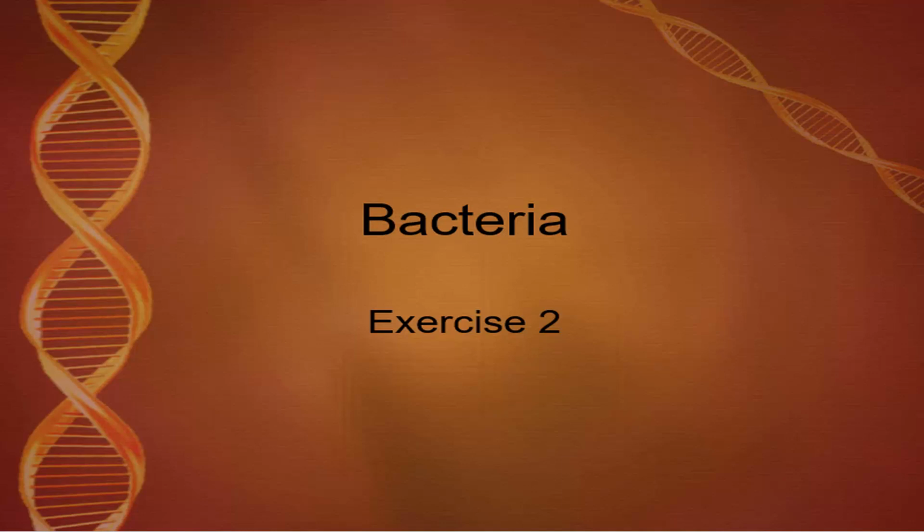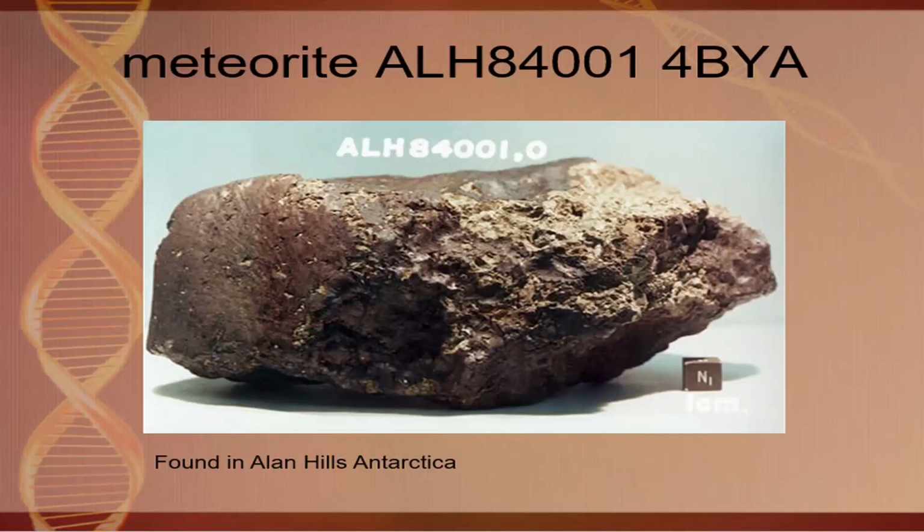Bacteria, lab exercise 2. This is a meteorite from Mars that was found in the Allen Hills in the Antarctic. Every year, teams go to Antarctica to collect meteorites. They're very easy to find against the background of snow, and pounds of these are collected every year at the proper time. Now, why is this meteorite important?